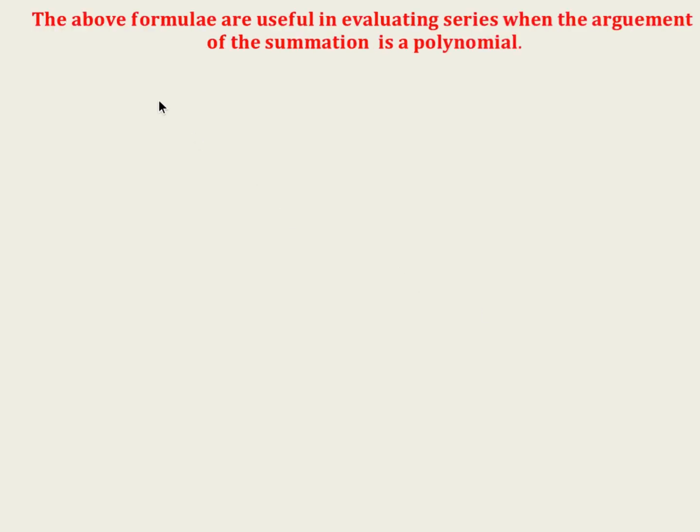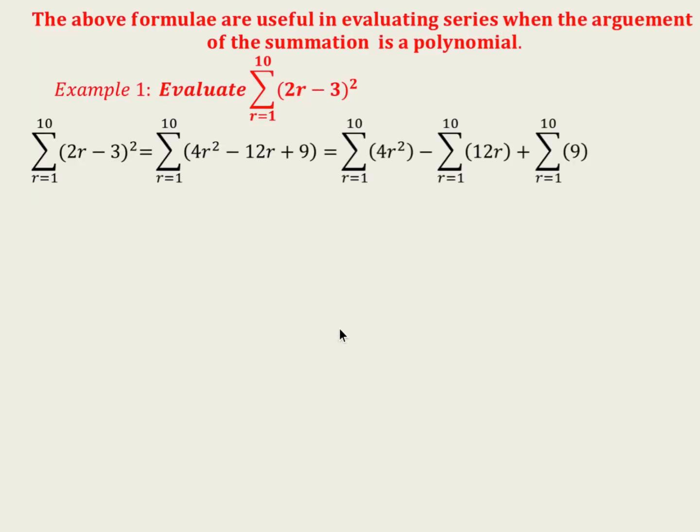So we have to note that the above formulae are useful in evaluating series when the argument of the summation is a polynomial. We take an example: evaluate summation from r equals 1 to 10 of 2r minus 3 all squared. You can see that the summand is a polynomial. So we actually have to start by squaring 2r minus 3, and we will then have 4r squared minus 12r plus 9. One of the properties we saw is that the sigma notation is distributive over addition and subtraction.